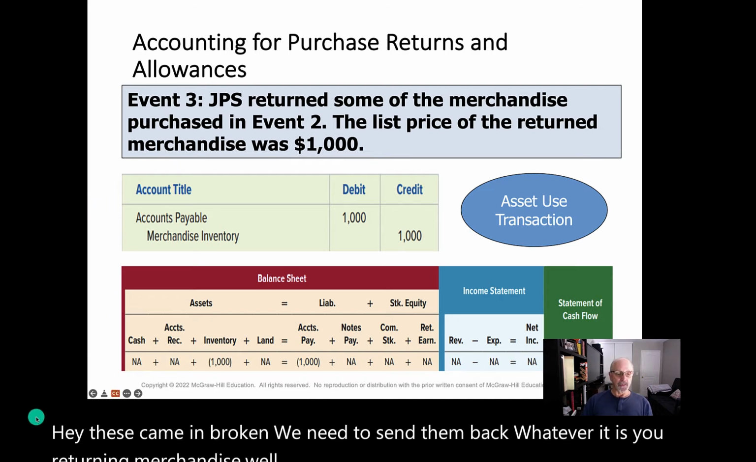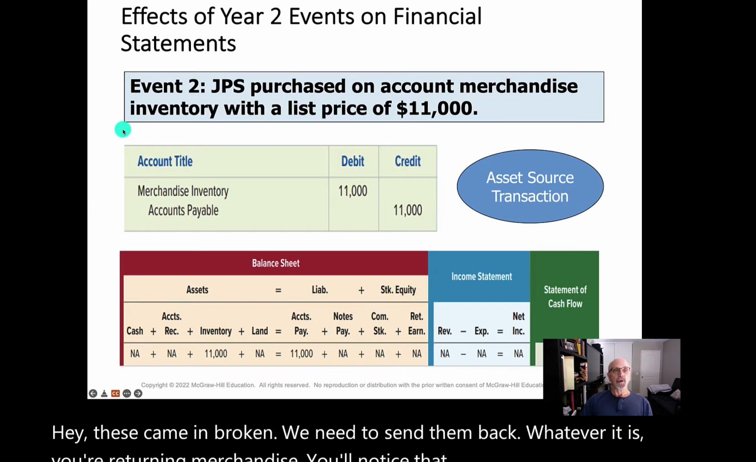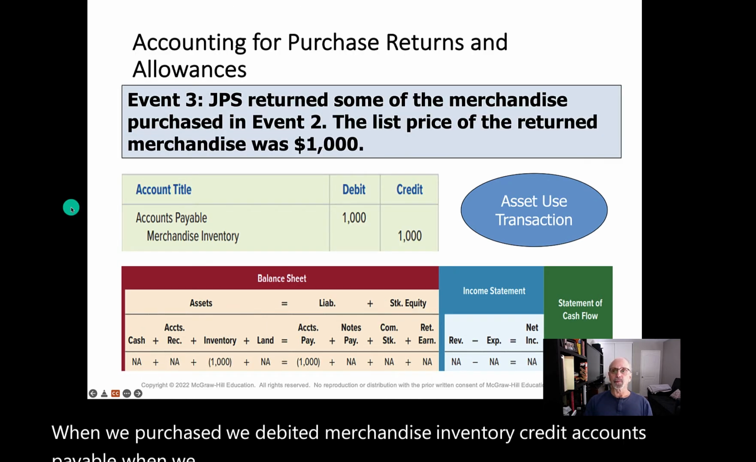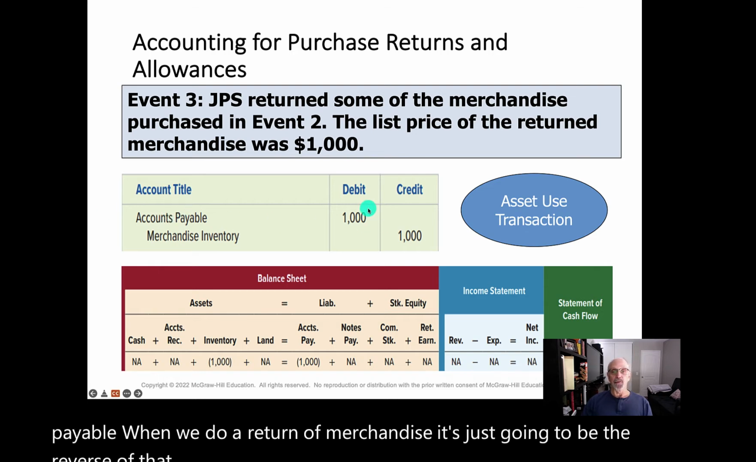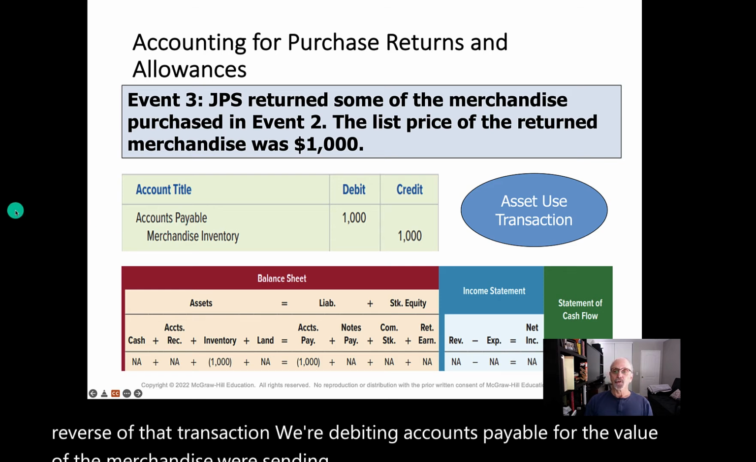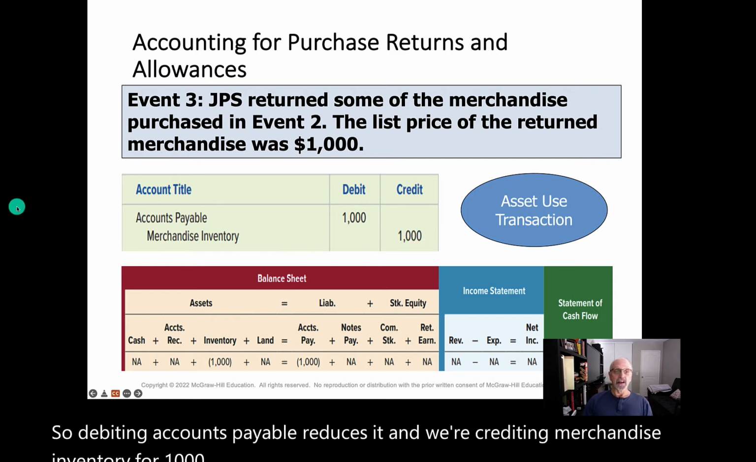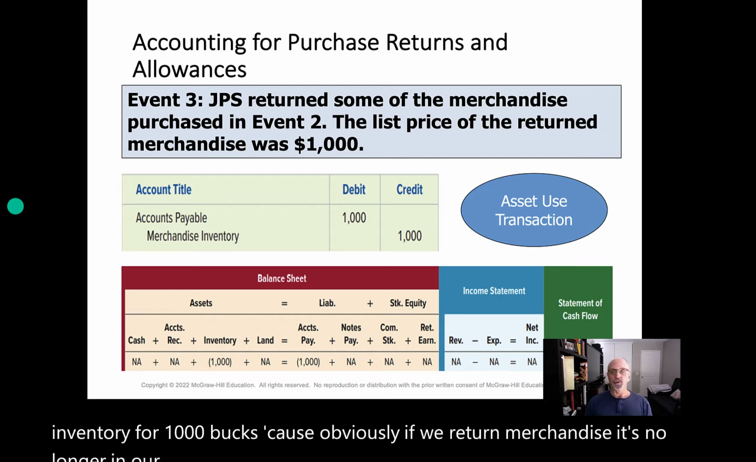Well, you'll notice that when we purchased merchandise, we debited merchandise inventory, credited accounts payable. Well, when we do a return of merchandise, it's just going to be the reverse of that transaction. We're debiting accounts payable for the value of the merchandise we're sending back. So debiting accounts payable reduces it. And we're crediting merchandise inventory for $1,000. So obviously, if we return the merchandise, it's no longer in our inventory. So we have to reduce inventory for that amount. So that's a purchase return.